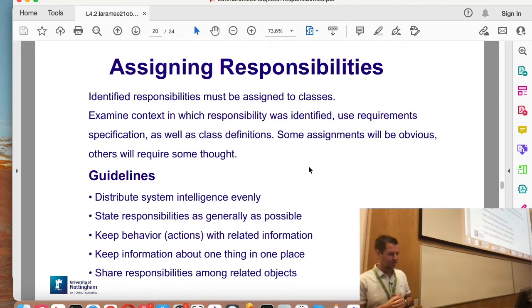Keep information about one thing in one place. That's a really good name. Matt? So that way, if you've got two variables doing the same thing, then you need to keep them the same, or it can cause errors. To make sure that everything is consistent. That's right, for consistency.